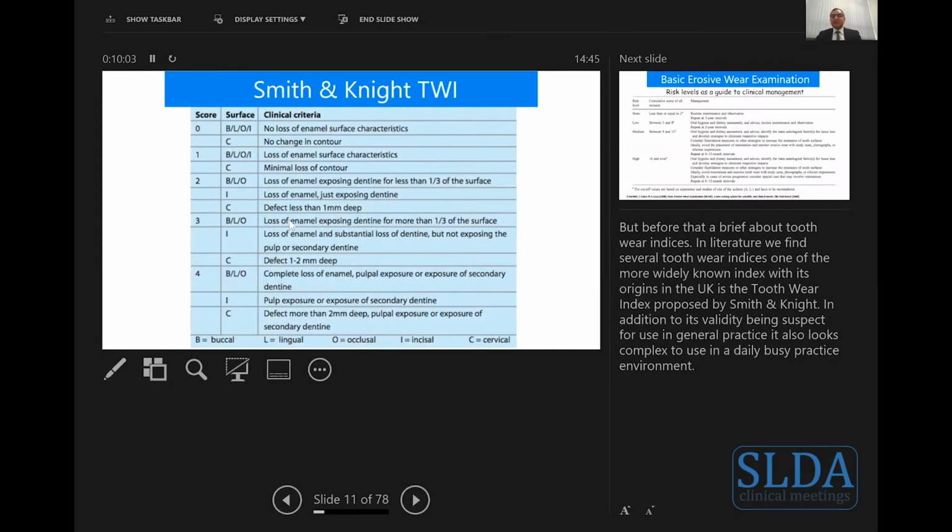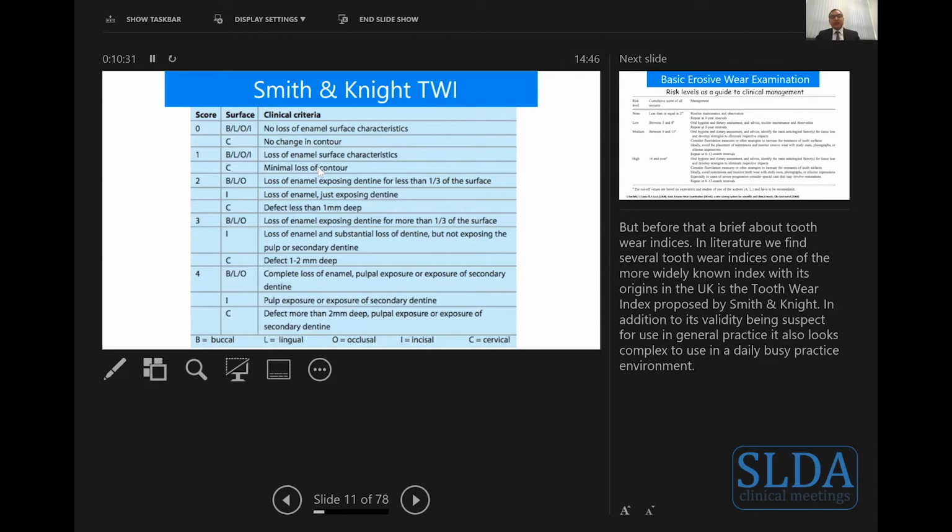And also to consider whether it is important to intervene in one way or the other. But before we go into detail about these interventions, let's have a brief discussion about some of the indices that we find in literature. We find several tooth wear indices, and I'll just mention two of them. One or both has its origins in one way or the other in the United Kingdom.